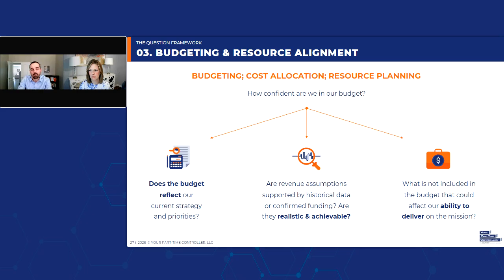Here's an insight worth sharing. Confidence in a budget almost always comes down to the revenue line. Expenses are largely within your control, but if revenue assumptions are built on hope rather than history or confirmed commitments, that's where budgets tend to fall apart.